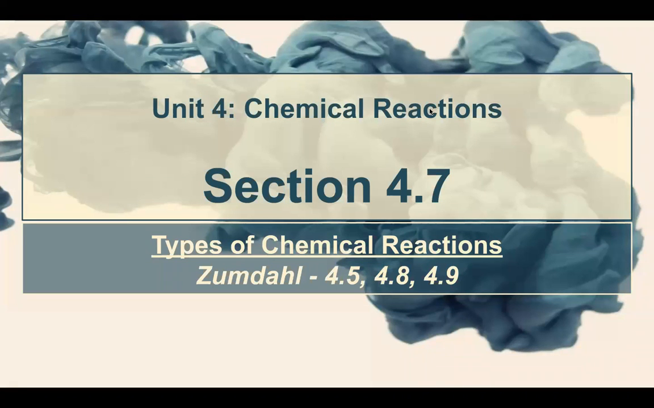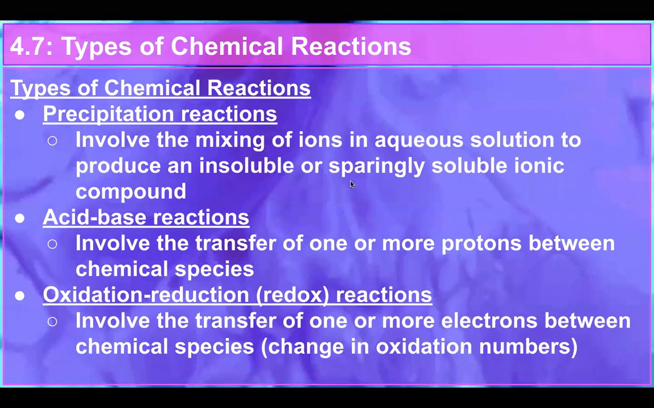Section 4.7, and we're going to look at the three main types of chemical reactions for us in this course. So the bulk of this section is going to deal with precipitation reactions, and then we will do a pretty quick overview of acid and base reactions and then oxidation reduction reactions. But each of these is going to have their own section dedicated to them next. So acid base will be 4.8, oxidation reduction is going to be 4.9.